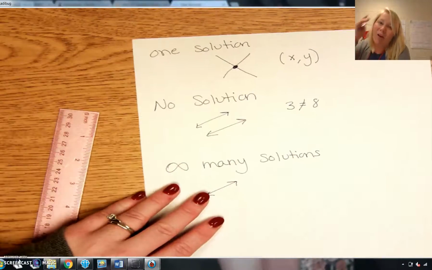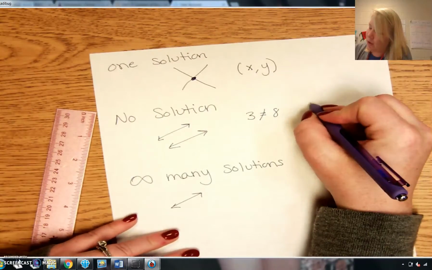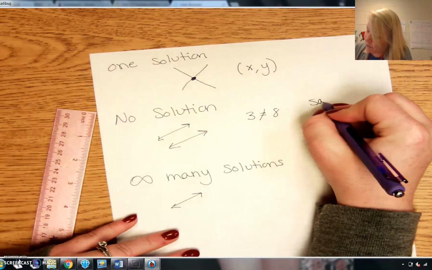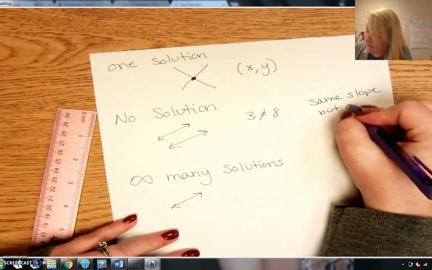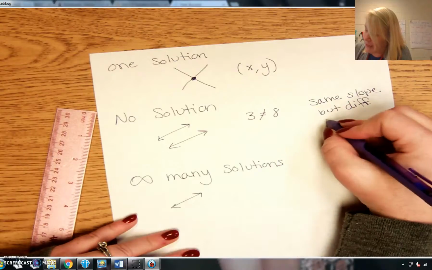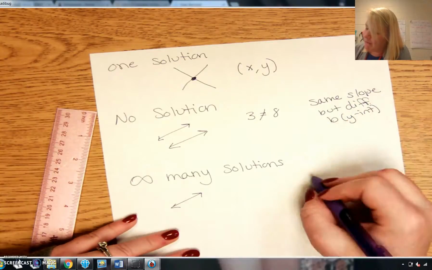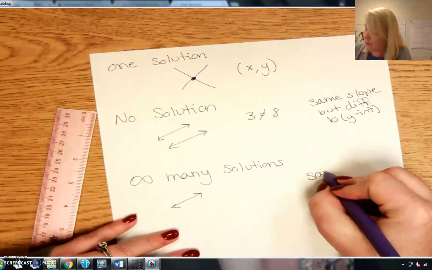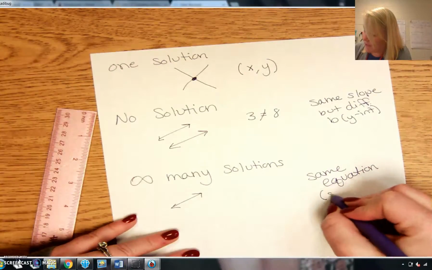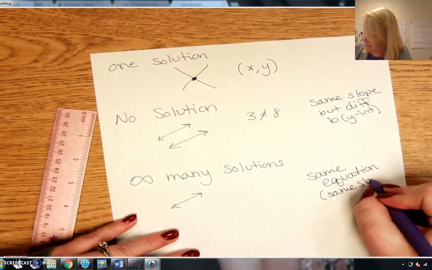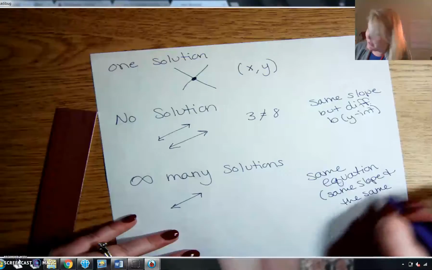Okay? So what these equations look like when they're in slope-intercept form, no solution would have the same slope, but different b, right? Your y-intercept. Okay? Infinitely many has the same equation, which means they have the same slope and the same y-intercept.